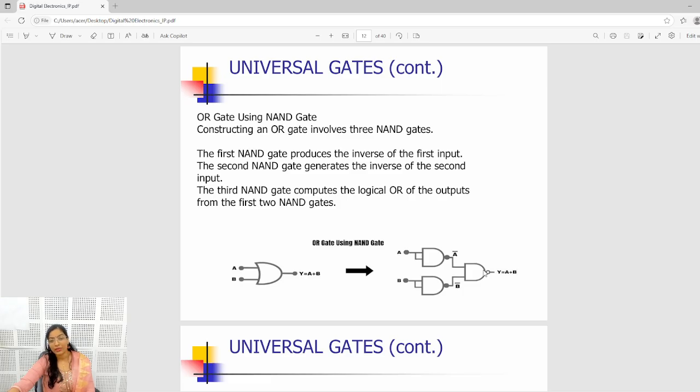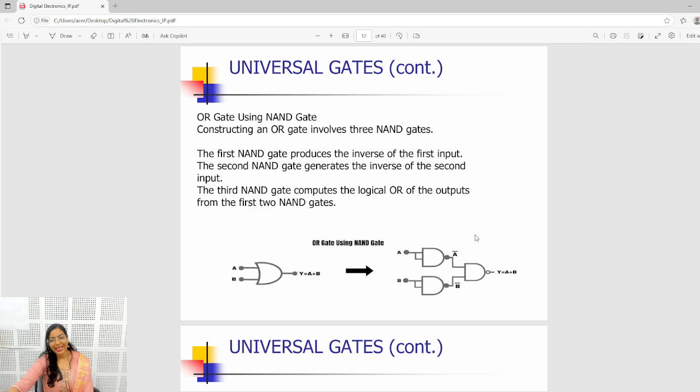OR, as we discussed, performs addition. Yes, because AND was multiplication, OR was addition. Again, this is one of the questions where most of the time people tend to confuse what the operation is. So never forget the basic functions of the gates: AND for multiplication, OR for addition.